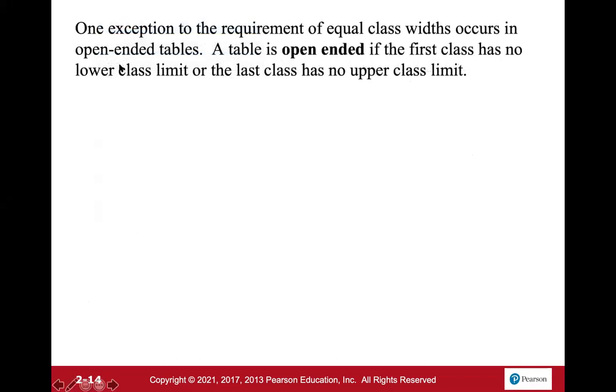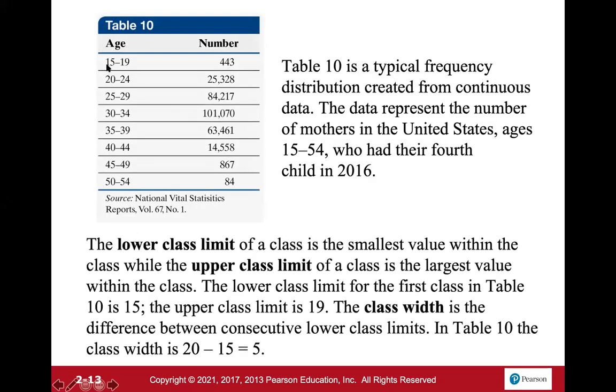So lower class limit here is going to be 15. Upper class limit is going to be 19. So the smallest person or the youngest person in this class would be 15. Oldest person in this class would be 19. Or you could even think of it as 19 years old, 11 months and 30 days, or 29 days or 28 days, depending on the month. So that's how old these people are, and continuing on to the rest.